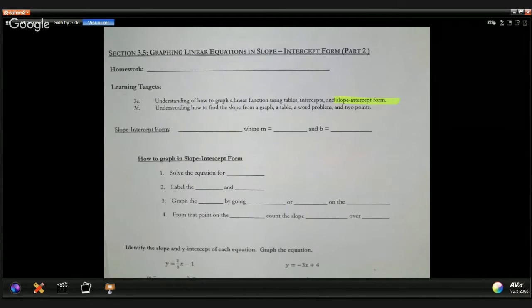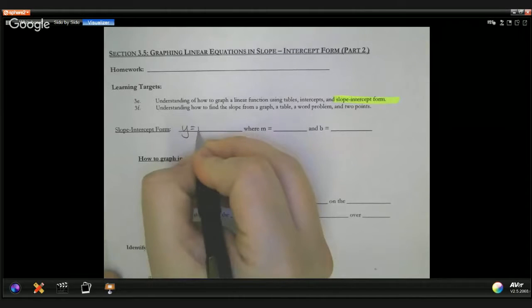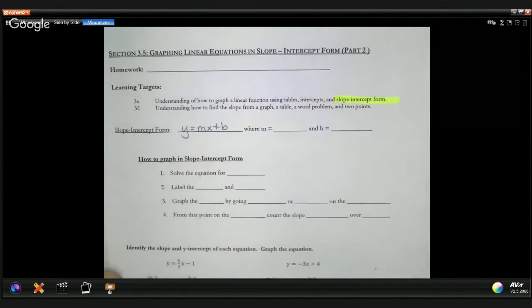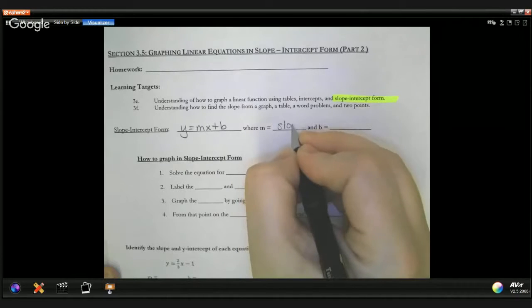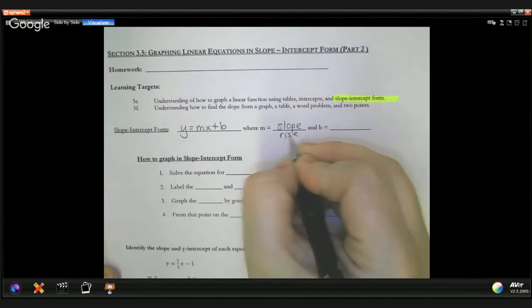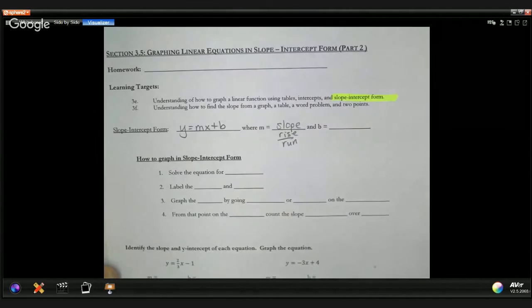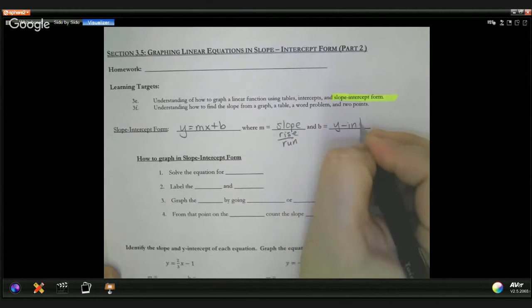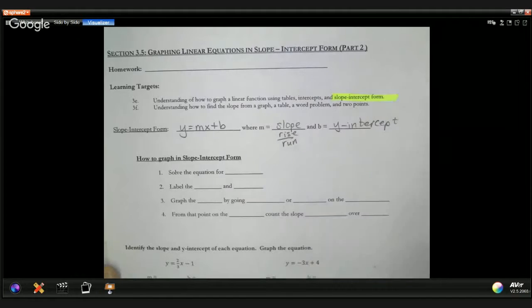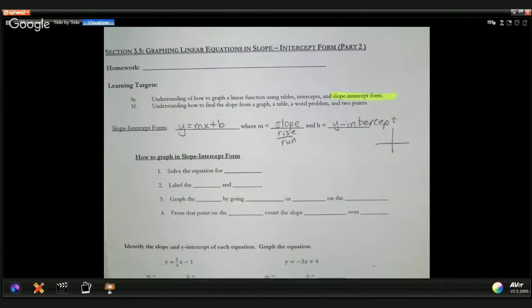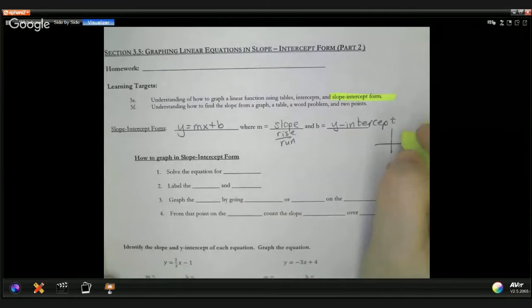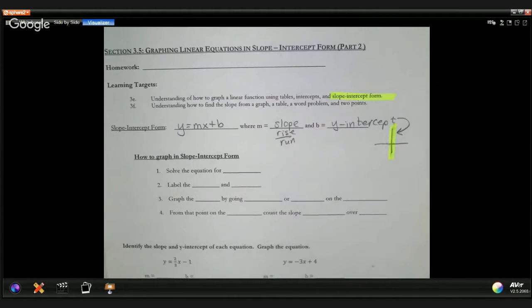So slope-intercept form is y equals mx plus b, where m is the slope, and remember that's rise over run, and b is the y-intercept. And so that's where it crosses your y-axis. Okay, so that's what that is. It's where it crosses the y-axis somewhere. Okay, so there's some steps that you have to be able to follow to graph in slope-intercept form.